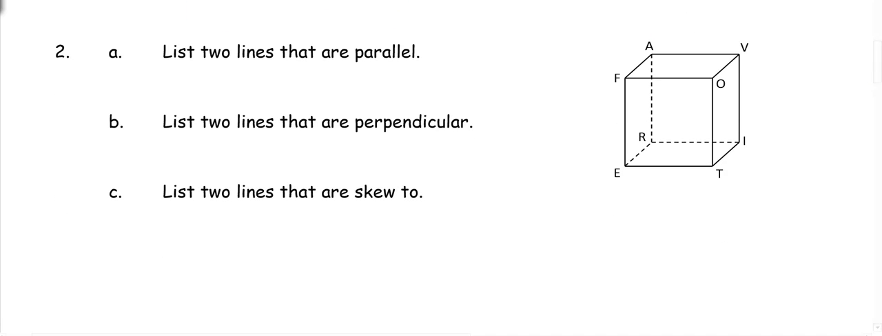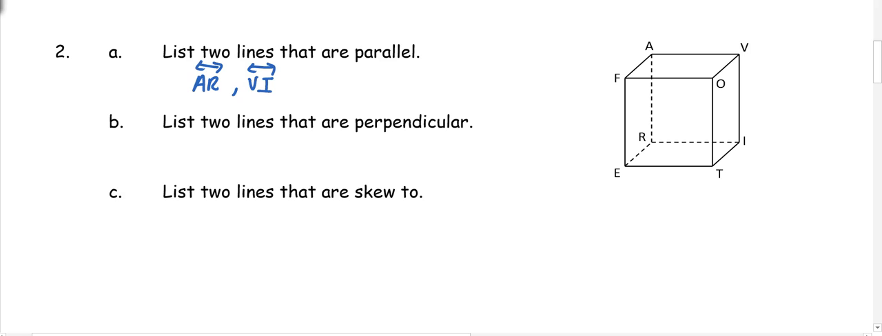Number two, list two lines that are parallel. Now we have a square or rectangular looking prism off to our right. So we want two lines that are parallel, two lines that are going in the same direction. We could have AR and we could have VI. Both of them are going straight up and down. There's a lot of choices here, but that's just one of the few.